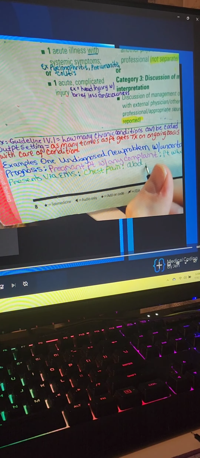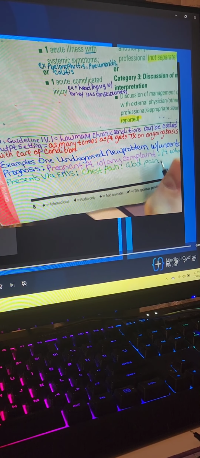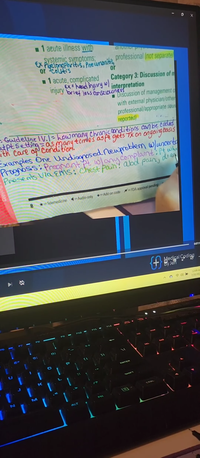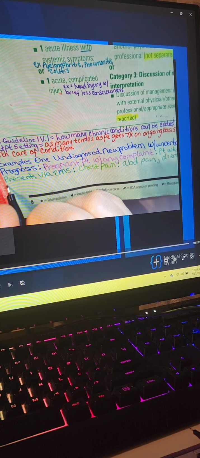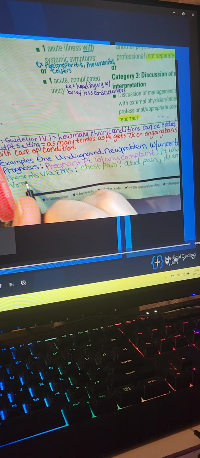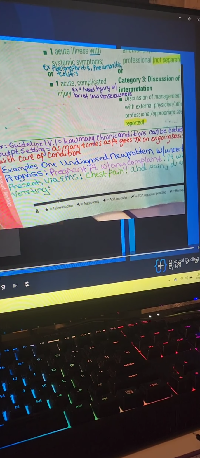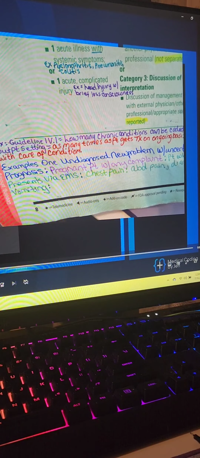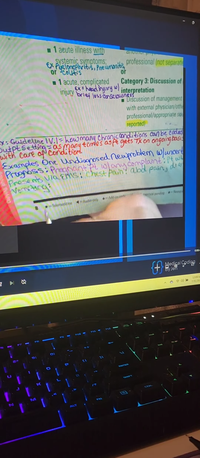Abdominal pain, diarrhea, vomiting together with no known cause. That could be a very good reason for the element of MDM for the number of complexity of problems that are addressed. Could end up being moderate.